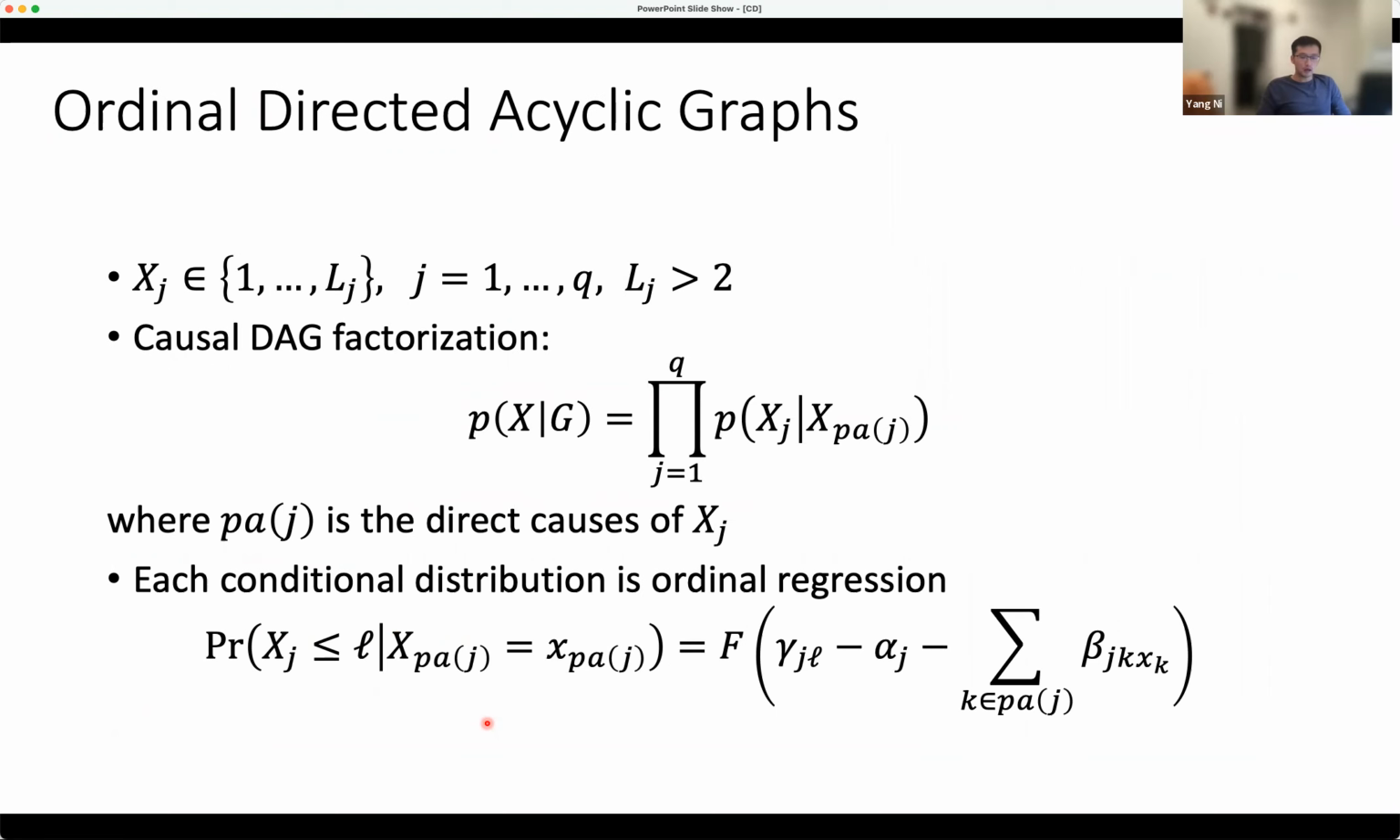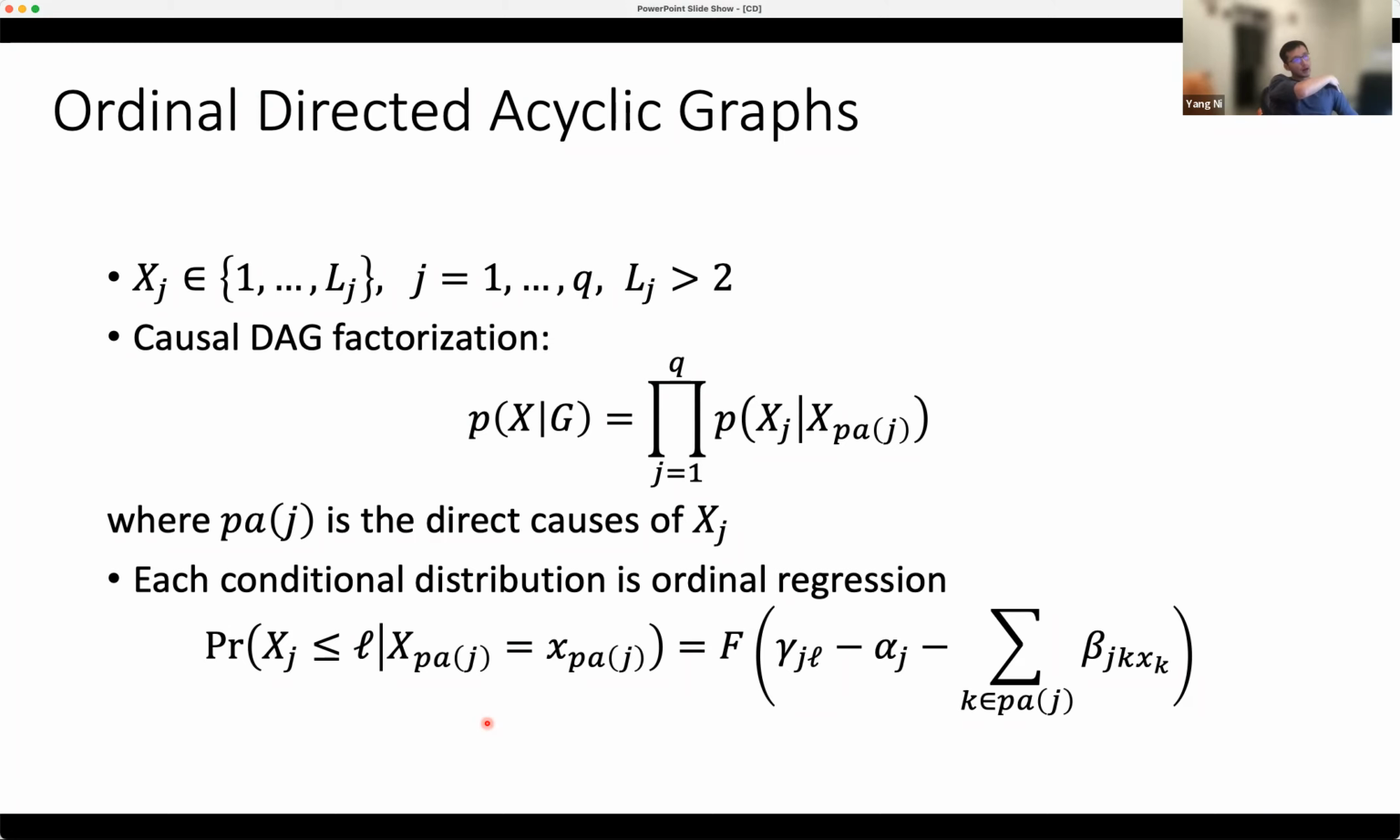So the model we consider is extremely simple, almost embarrassingly simple. We have a set of random variables X_j, where j runs from 1 to q, and we require that the number of levels, or the number of categories, each variable has to be at least 3. So binary variables won't work. We have to have at least 3 categories.